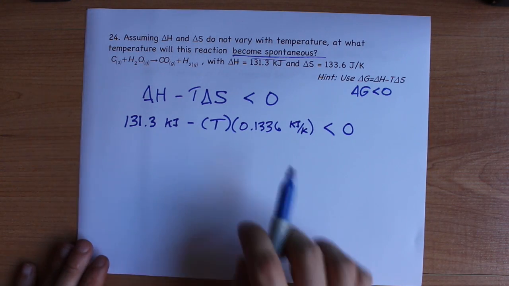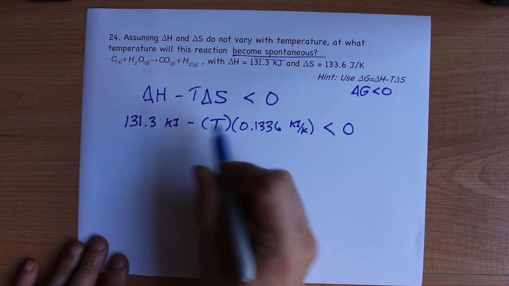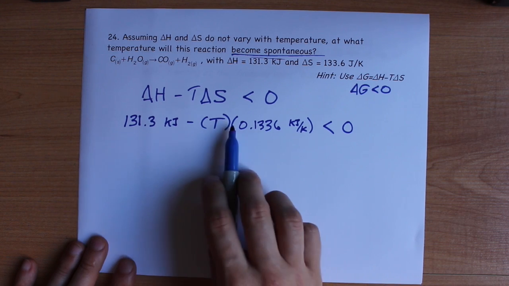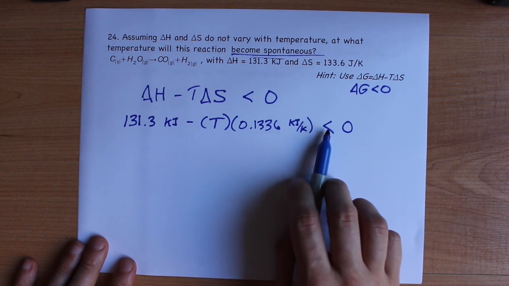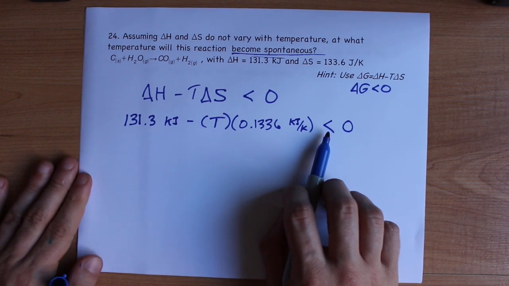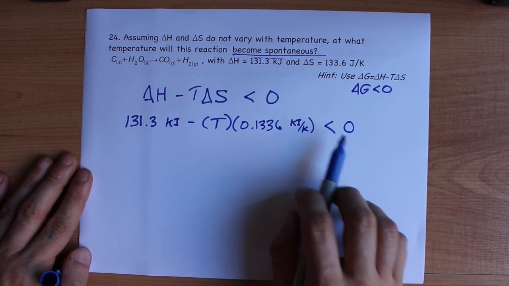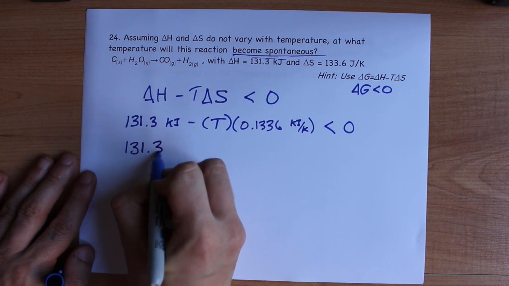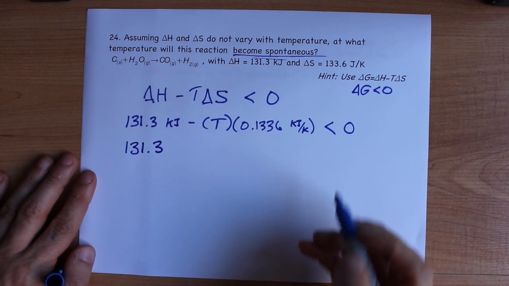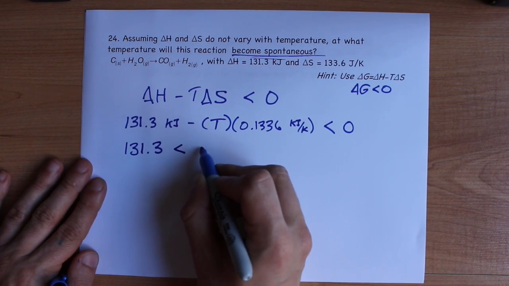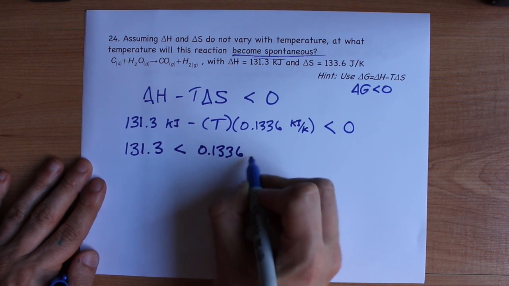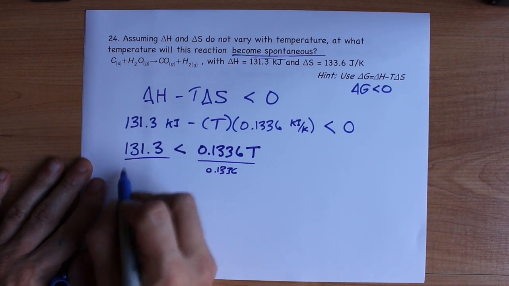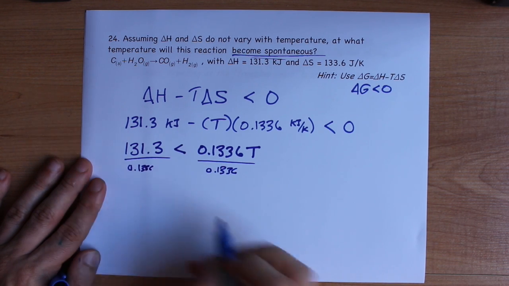Now, how do you solve an inequality like this one? Well, the easiest answer is to take what is subtracted from the left and move it to the right the same way you would if this was an equal sign. The only way you treat a less than sign differently from an equal sign is if you're multiplying or dividing by a negative. So we have 131.3. I'm going to ignore the units because I now know they're both in kilojoules, less than 0.1336 T. And then I can divide both sides by that number in order to isolate for T.